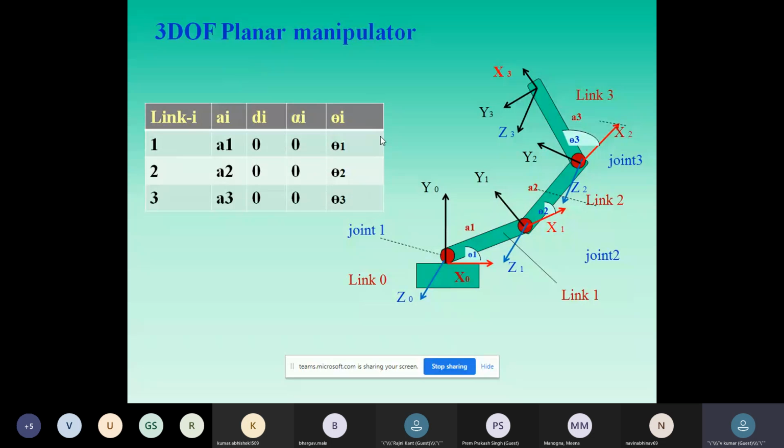And θi is given as θ1, θ2, θ3. Here θ1, θ2, θ3 are our variables, because when we change these, we get the different configurations. So in the table we write θ1, θ2, θ3. In this way, the DH parameter table is prepared.